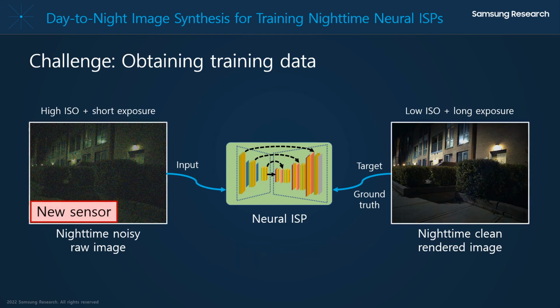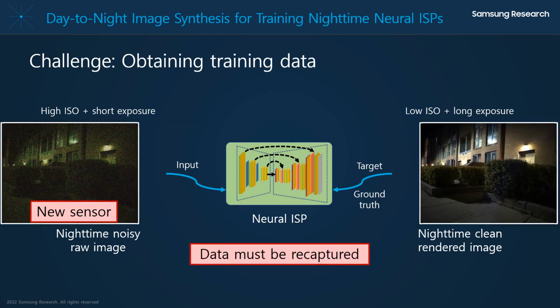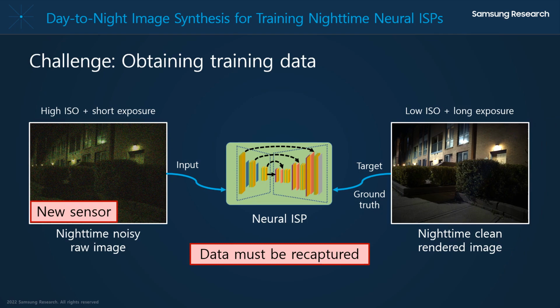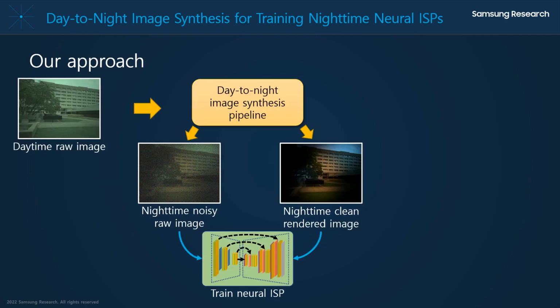Moreover, since raw images are sensor specific, training data has to be recaptured for each new sensor. We propose a method that takes daytime images, which are much easier to capture, and converts them to nighttime images. In particular, we propose a processing framework to convert daytime raw images to aligned pairs of noisy raw and clean rendered nighttime images, which can be used for training night mode neural ISPs.